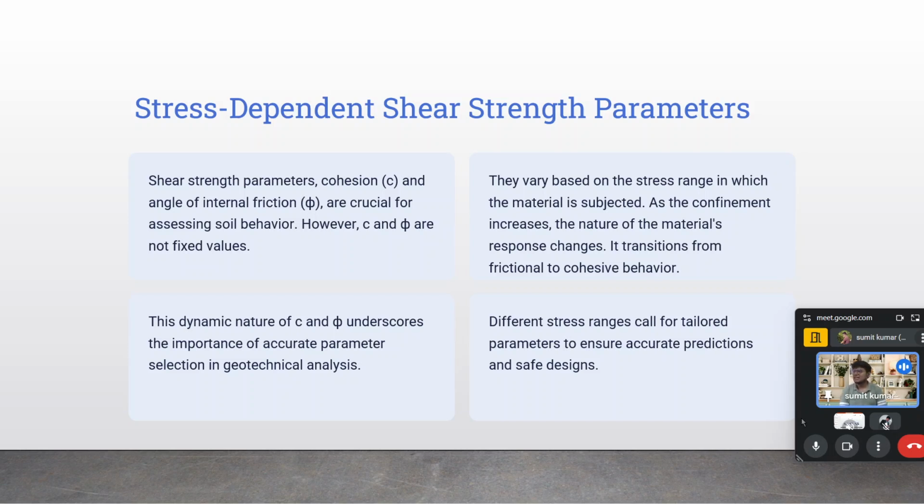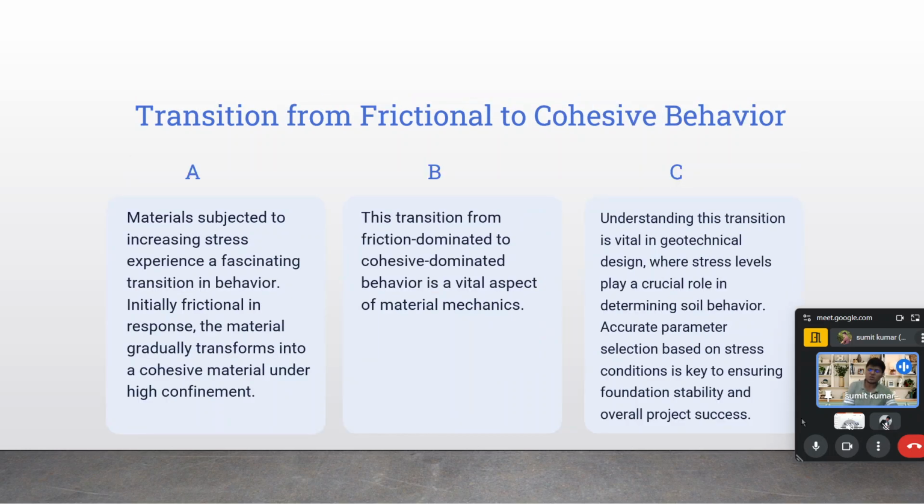When we say dynamic condition, we talk about aspects specifically during liquefaction as well, because if a dynamic load is considered, a case of liquefaction may also arise at this specific section. Different stress ranges call for tailored parameters to ensure accurate prediction and safe designs. Moving ahead, when we talk about the transition from frictional to cohesive behavior, we say where the transition could take place from frictional to cohesive behavior.